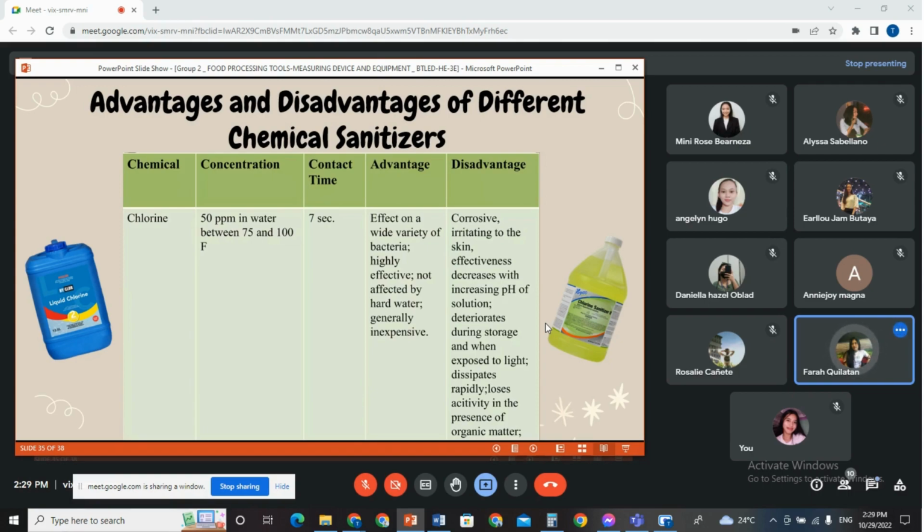Its advantage is that it affects a wide variety of bacteria, is highly effective, and is not affected by hard water. It's generally inexpensive. Its disadvantages: it's corrosive and irritating to the skin. Effectiveness decreases with increasing pH of the solution. It deteriorates during storage and when exposed to light. It dissipates rapidly and loses activity in the presence of organic matter.